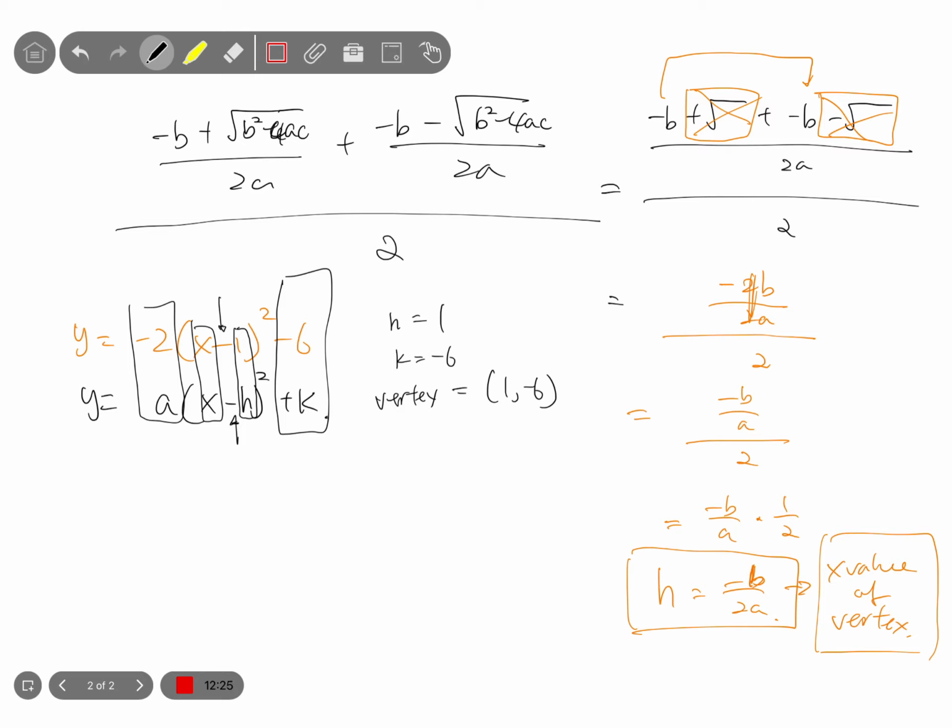Okay, that's pretty straightforward. Now, obviously there are other ways to check. So you could find the x-intercepts and try to average them. That's totally fine.